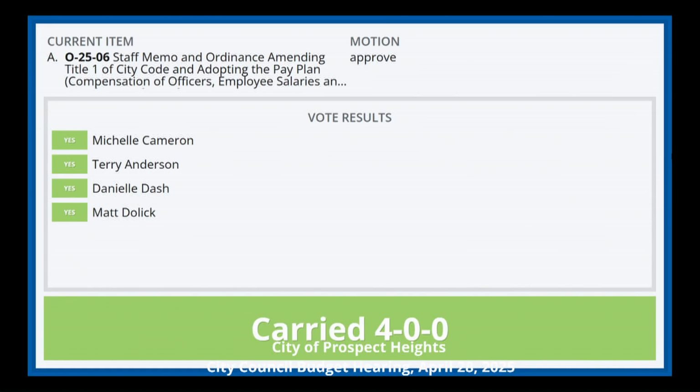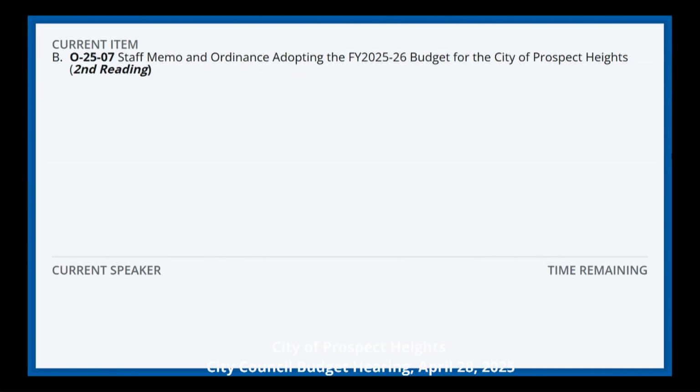Roll call, please. Alderman Cameron. Aye. Alderman Anderson. Aye. Alderman Dash. Aye. Alderman Dolick. Aye. Motion passes. Item B, ordinance 02507, staff memo and ordinance adopting the fiscal year 2025-26 budget for the city of Prospect Heights. This is the second reading. We need a motion to approve. So moved. Second? We have a motion and a second. We had our hearing. Any questions or comments?